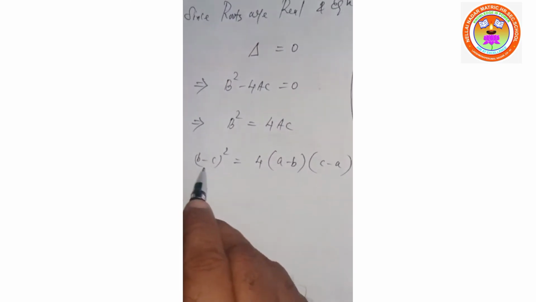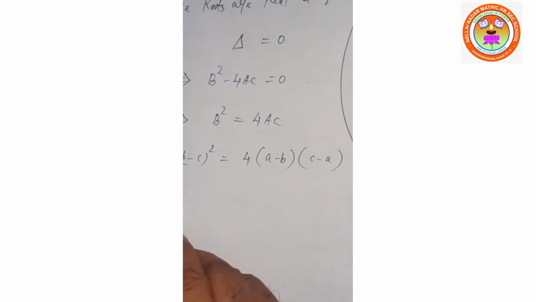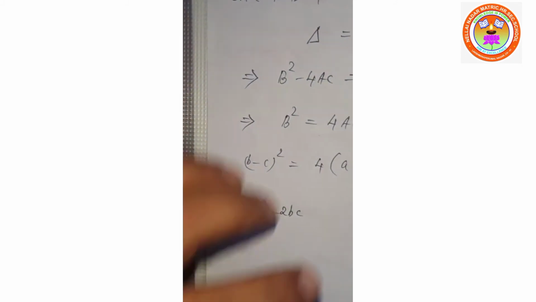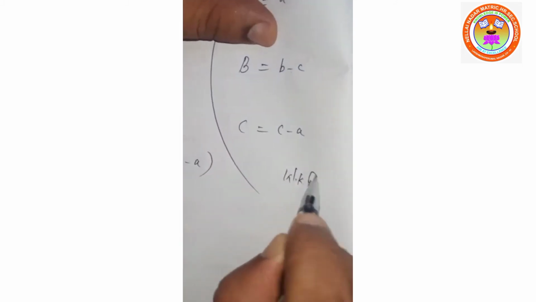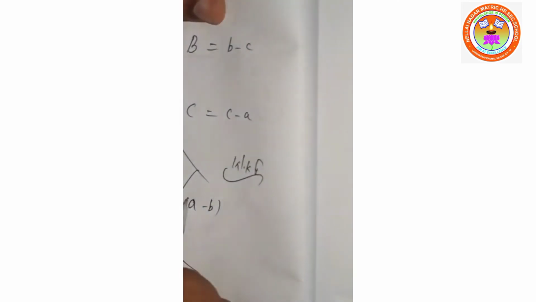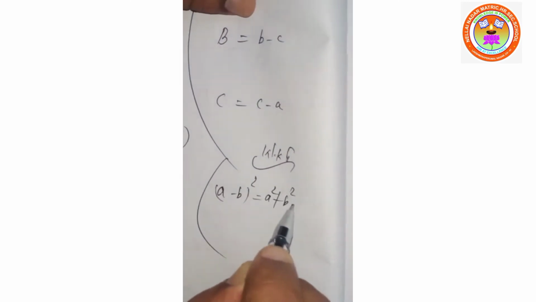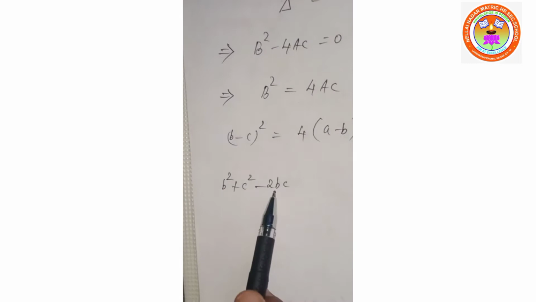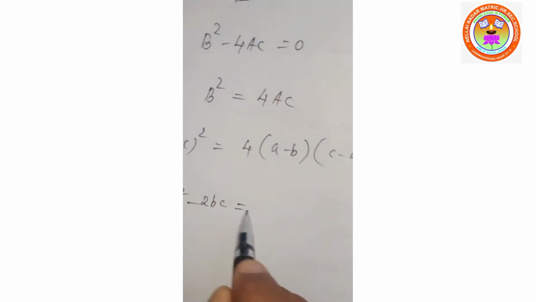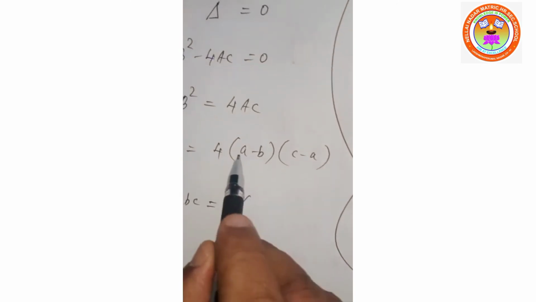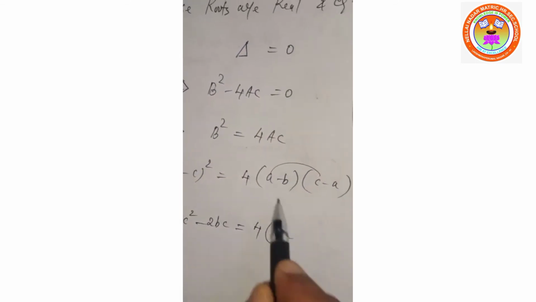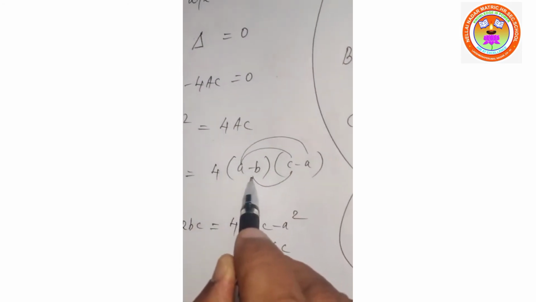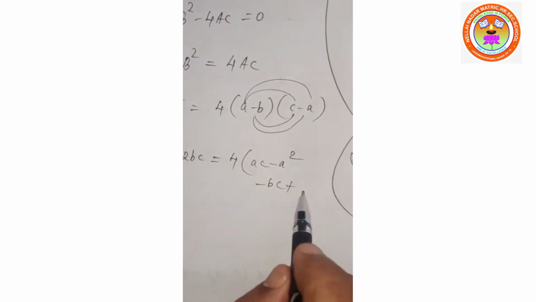Here you can apply the formula a minus b whole square, that is a square plus b square minus 2ab, because we know the identity a minus b whole square is a square plus b square minus 2ab. Instead of a and b we have b and c. So b square plus c square minus 2bc according to this identity is equal to 4 into a into c, ac, a into minus a square, minus b into c minus bc, minus b into minus a, that is plus ba or ab.